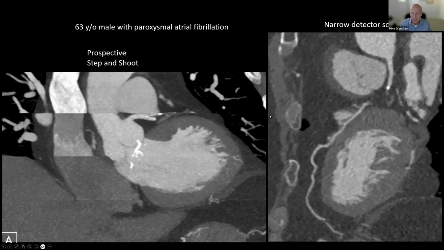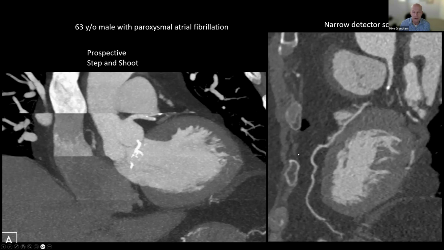There's no way to save this. There's no overlap of data in this prospective study. You can't ECG edit. So you're left with the decision: are you going to bring the patient back, do them retrospective, or just read it out the way it is as a limited study? Which may mean they might need additional testing with nuclear medicine or stress echo.